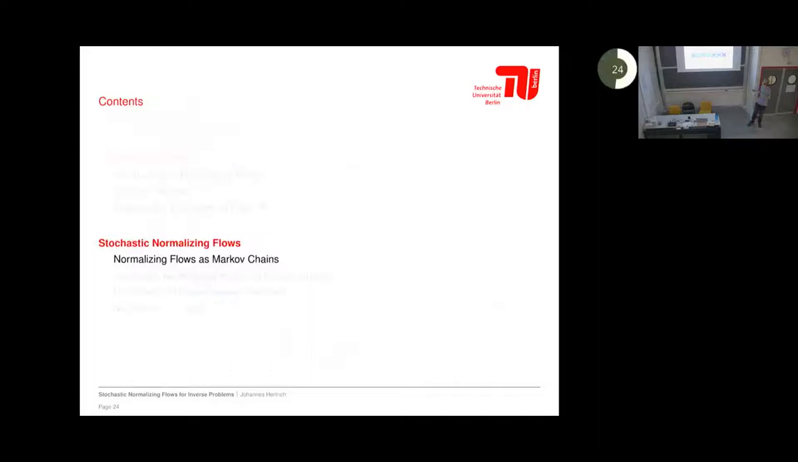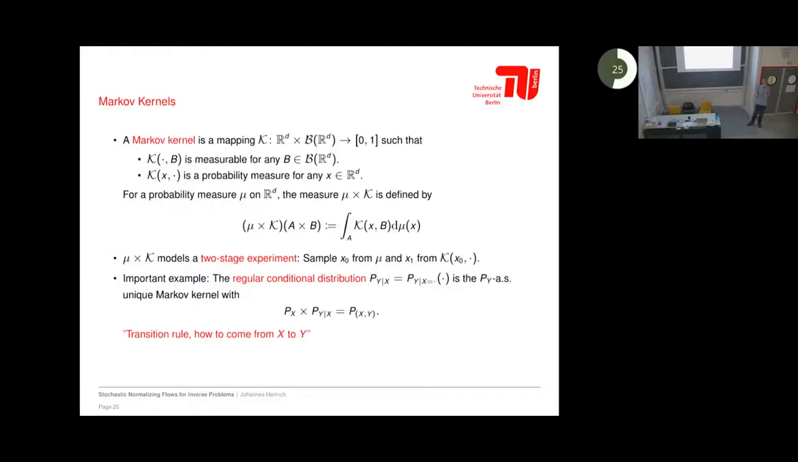So first of all, I will say what a Markov chain is and how we can represent normalizing flows as Markov chains. And for this, we first introduce Markov kernels. A Markov kernel is a mapping which maps from R^d and the Borel algebra on R^d into the interval [0,1], such that it is measurable in the first argument and a probability measure in the second argument. So given another probability measure mu on R^d, we can define such a product between mu and a Markov kernel in this way. And the intuition behind it is: we first sample one point from our measure mu, and then this point selects the probability measure from the Markov kernel from which we sample the second point. So it's kind of a two-stage experiment.